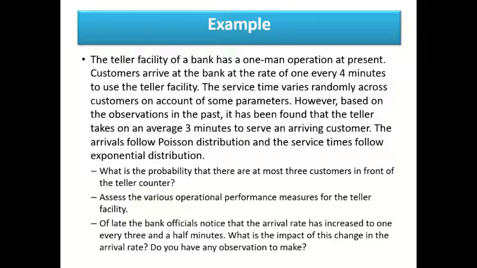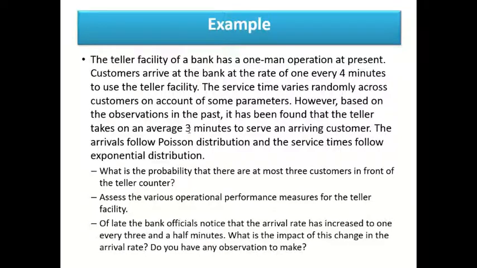Suppose there is a bank counter, or a teller facility at a bank, and that counter has one bank official processing the customer requests. The customers arrive at that bank counter at the rate of 1 every 4 minutes. One customer arrives every 4 minutes, so in 1 hour how many will arrive? It will be 60 divided by 4, that is 15 customers on average arriving every hour at that counter. Now the service time is given to be random, and based on past observations, on average that counter official takes 3 minutes to process one customer request.